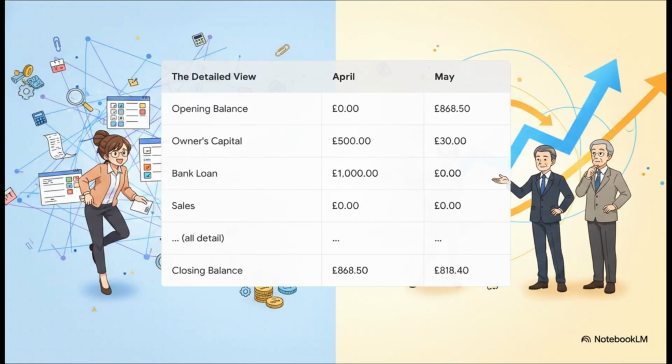So this is the detailed view. It's got every single line item, right down to postage costs and merchant fees. This is your view, the one you use to manage the nitty-gritty. But for an executive or a lender, this much detail, well, it can be really overwhelming. It can actually hide the main message.